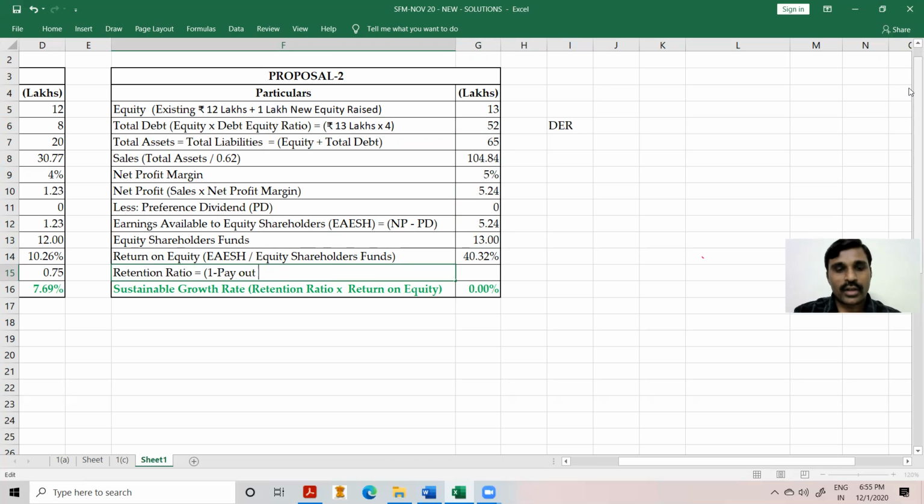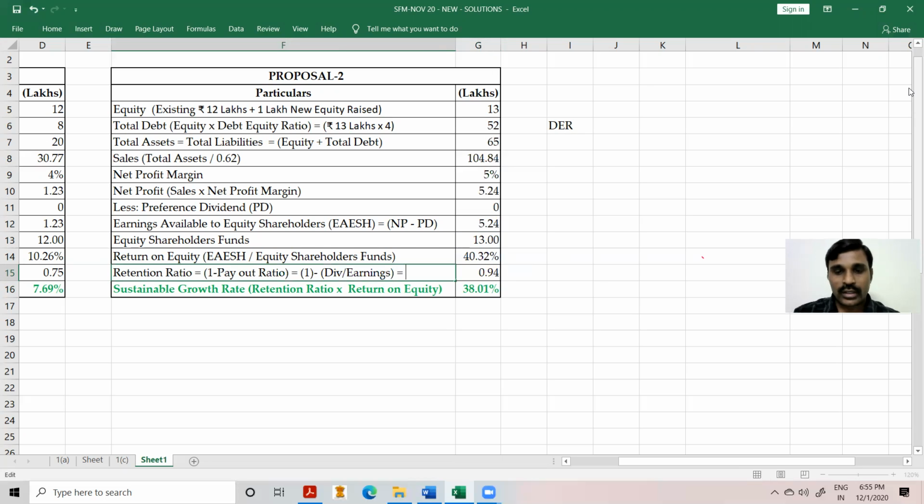What is payout ratio? Dividend divided by earnings is equal to the payout ratio. So retention ratio is 1 minus dividend divided by earnings. Dividend is how much? 0.3. Earnings available to equity shareholders is 5.24. So therefore 0.94 is the retention ratio.